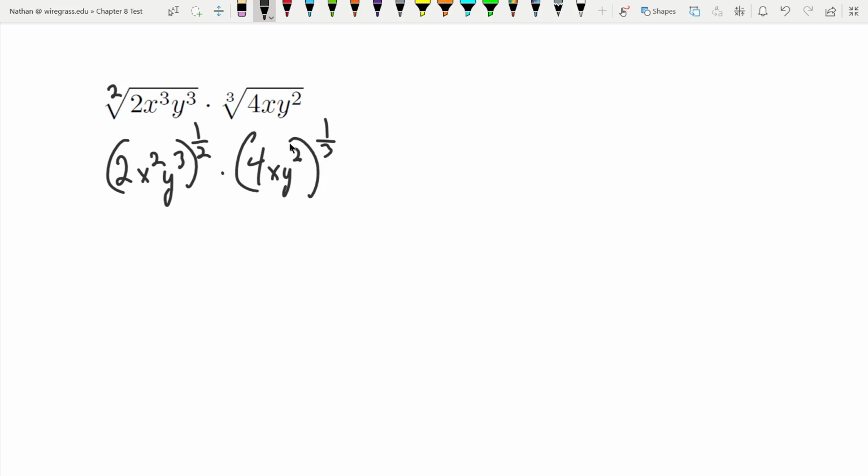I can distribute this power into these powers. The powers, not the numbers, right? This is 4 to the 1, x to the 1. The same thing is true here. This is 2 to the 1, so I'm going to distribute into the power. That gives me 2 to the 1/2 times x to the 1, since 2 times 1/2 is just 1.